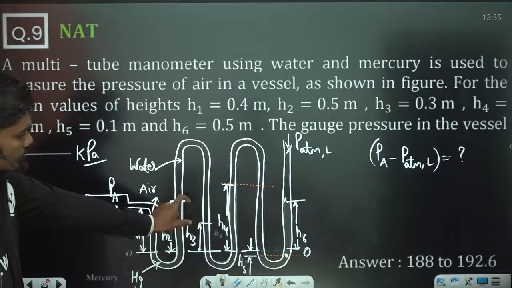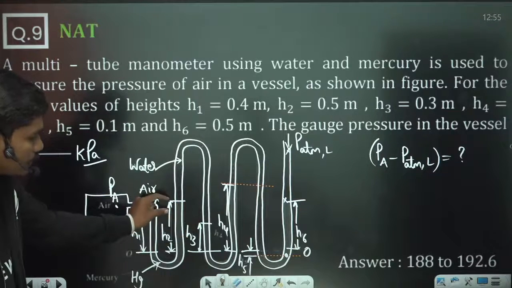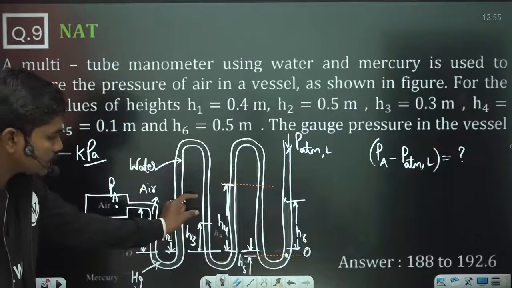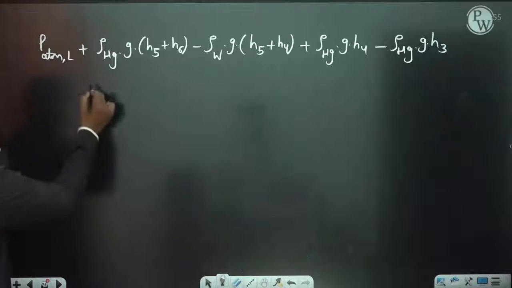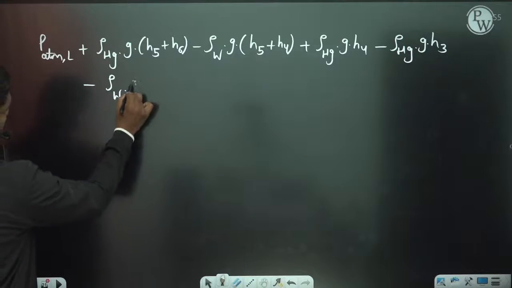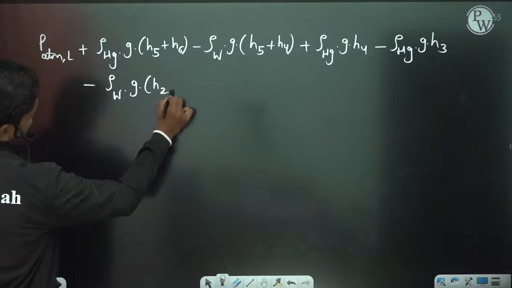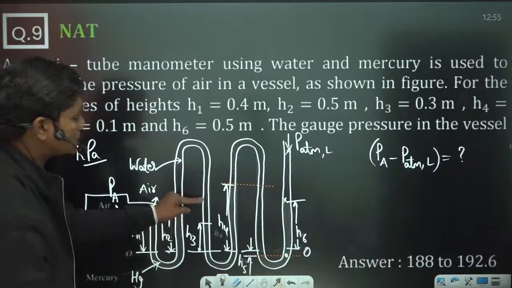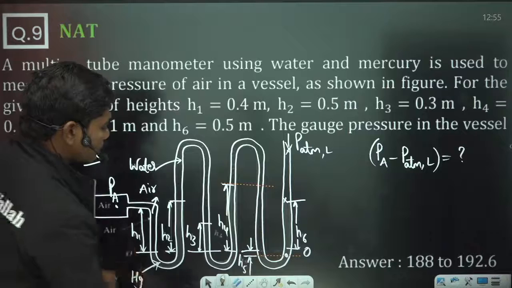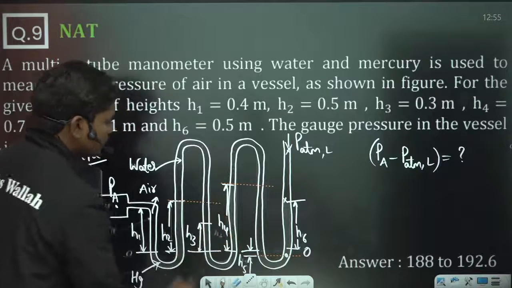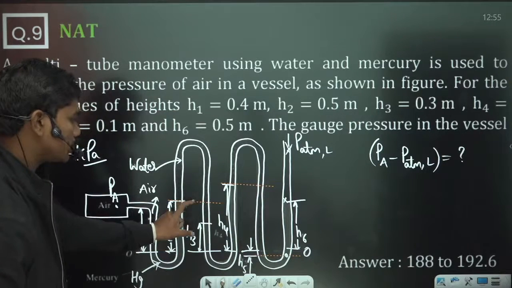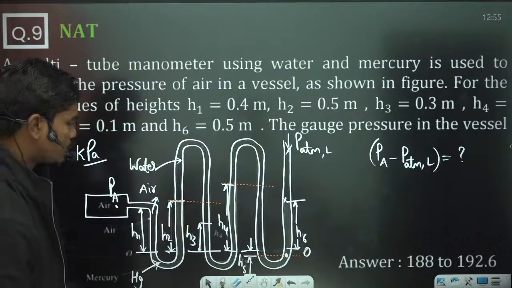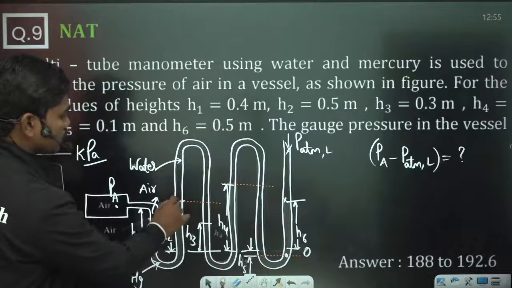Now if you see, there is water again with this distance of H3 minus H2. So minus rho W times G into H2 minus H3 is this length. So H2 minus H3 is basically this gap. For this inverted tube manometer, this is the interface, so the water column has to be subtracted. H2 minus H3 is the water column, so this water column pressure also has to be subtracted.